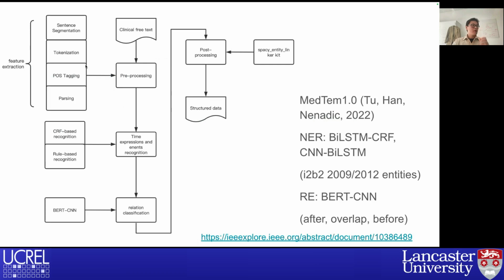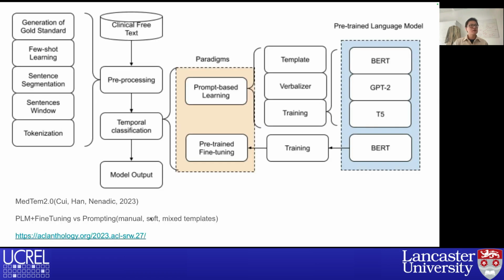So the pipeline is a very standard NLP pipeline. We have feature extraction, including tokenization, POS tagging, parsing, and so on. And then we use even rule-based and CRF-based recognition for time expressions recognition. Then we use a Bayesian model for relation extraction. That was a big data conference.